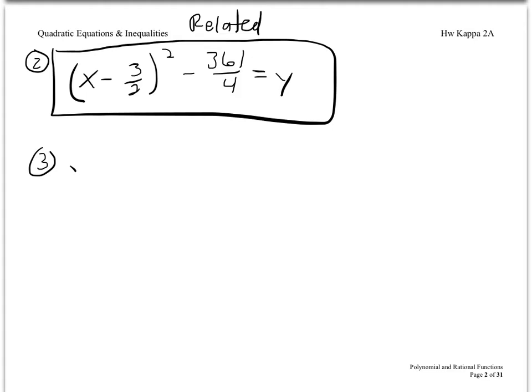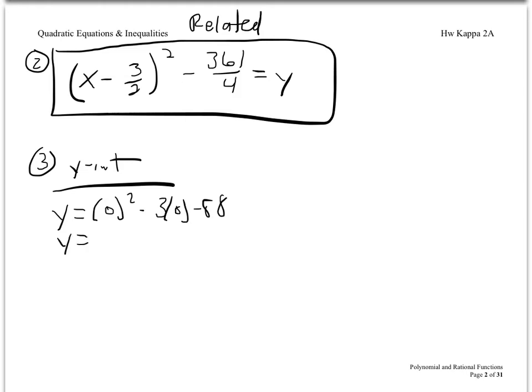Step 3, find the y-intercept. To do so, take the original equation but replacing 0 with y. And to find y-intercepts, you put zeros in for your x's. So you'll find here that the y-intercept is negative 88.